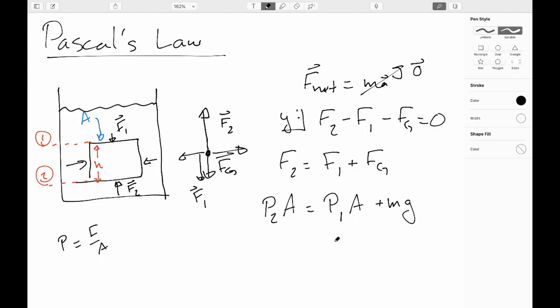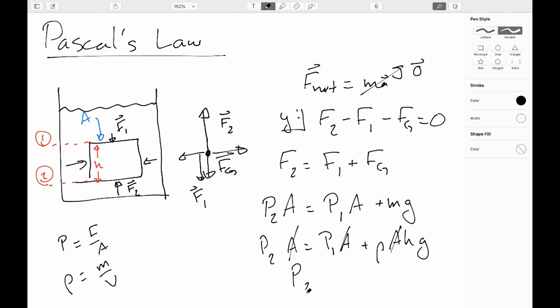Okay. But we can remember, this cube here is just a cube of fluid. From the definition of density, remember density was mass over volume. So the mass would be equal to the density times the volume. Now what is the volume of this cube? Well, it'll be this area A times this height H. And looky there, the areas all cancel. And we are left with Pascal's law, which says the pressure at depth 2 is equal to the pressure at depth 1 plus rho g h.